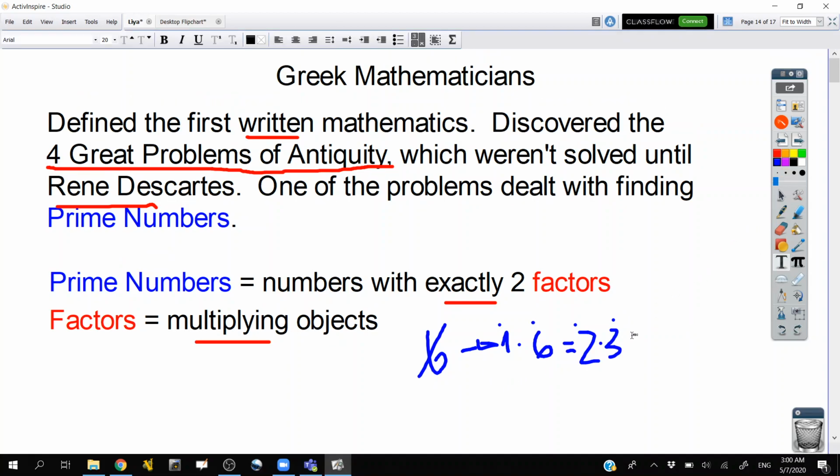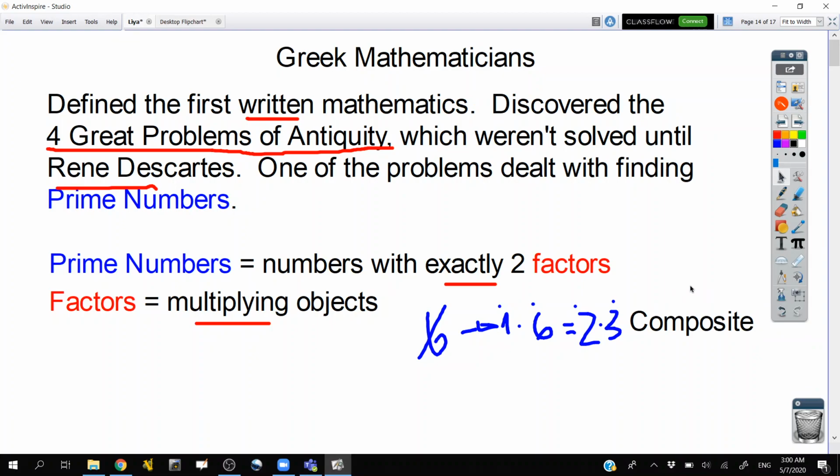The other word, the word for things that are not prime, is composite, but prime is a far more important word than composite. So they're both useful to know. 6 is composite, just meaning it is not prime.